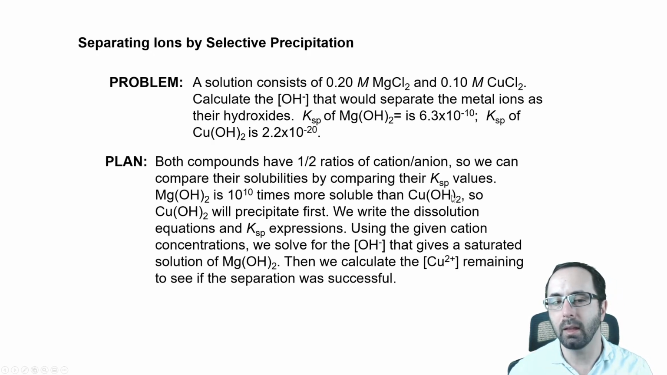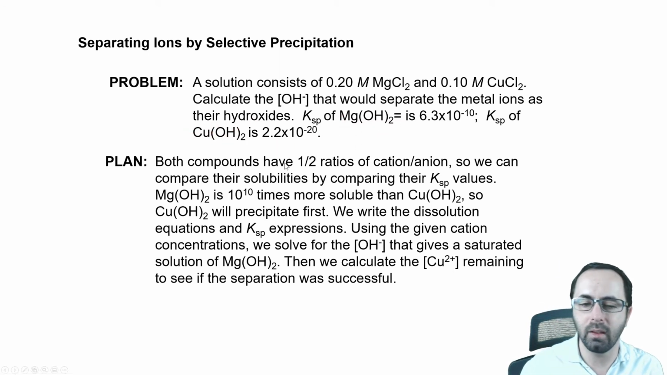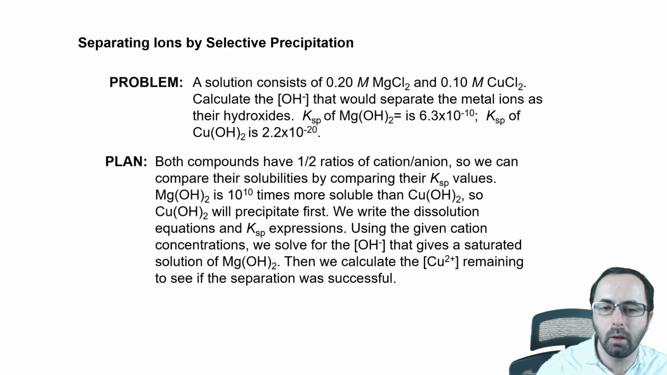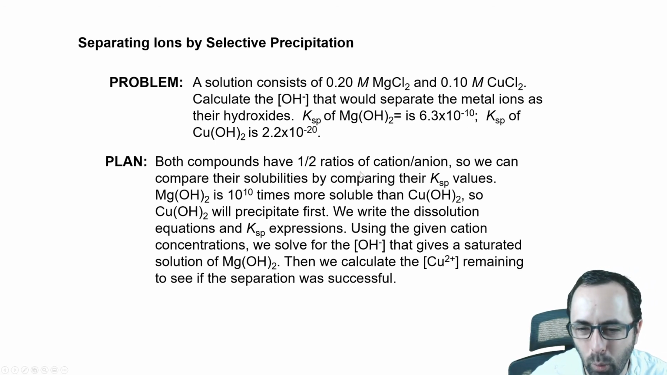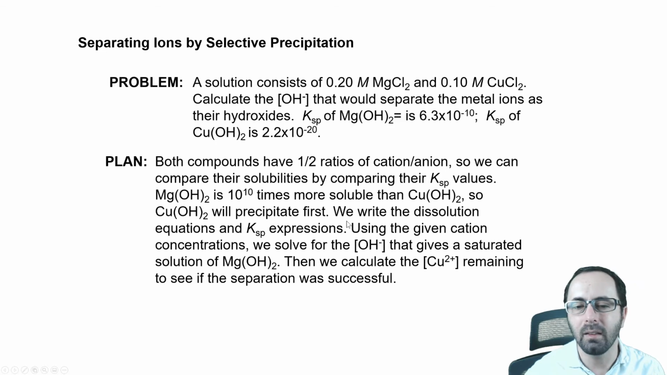And we can compare the KSPs directly to compare the solubilities because they both create 3 ions. So for these, we can compare them directly. Now, magnesium hydroxide, again, has a KSP that is 10 to the 10 times greater. So it's 10 to the 10 times more soluble than copper 2 hydroxide.